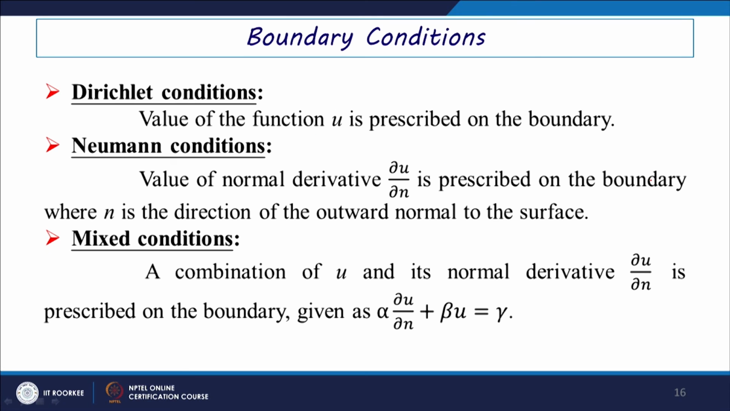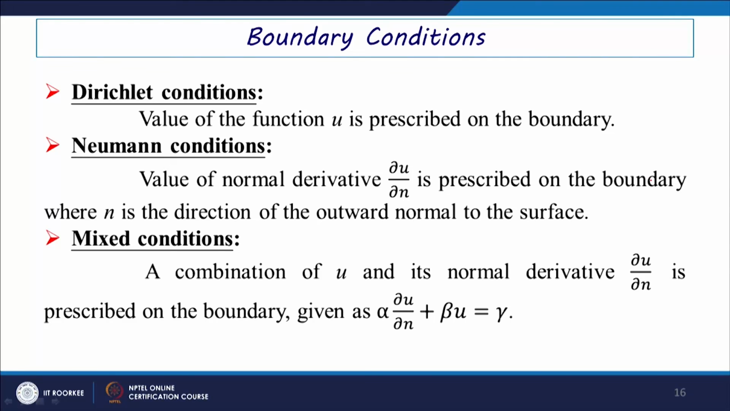Then we can prescribe it on the boundary as alpha del u by del n plus beta u equals gamma. Since the Dirichlet condition means we are specifying the value of u along the boundary, and the Neumann condition means we are taking the normal derivative along the boundary, if we combine both of these, we can multiply one constant factor with the Dirichlet condition and one constant factor with the Neumann condition, and both combined form this mixed condition here.